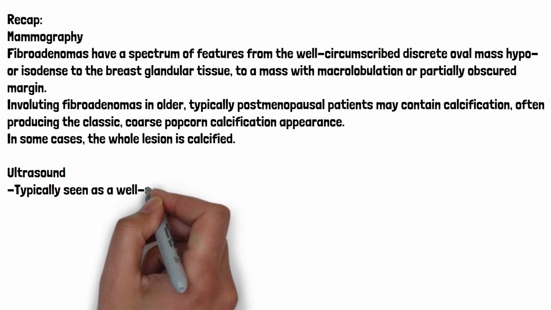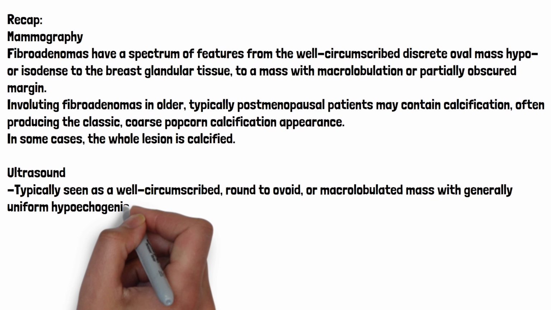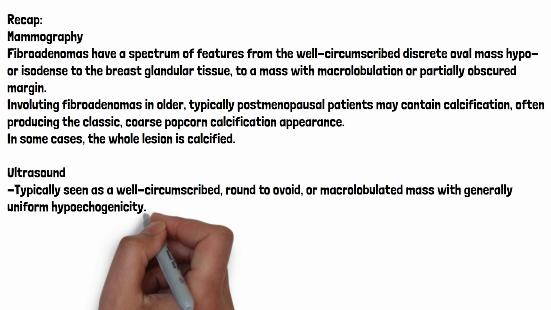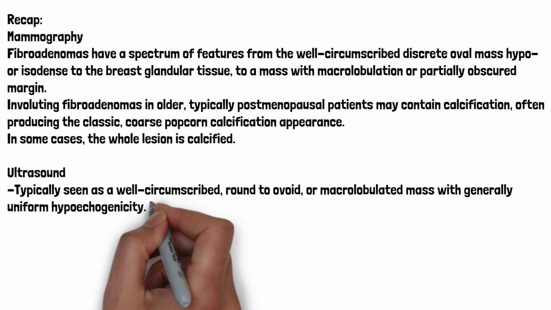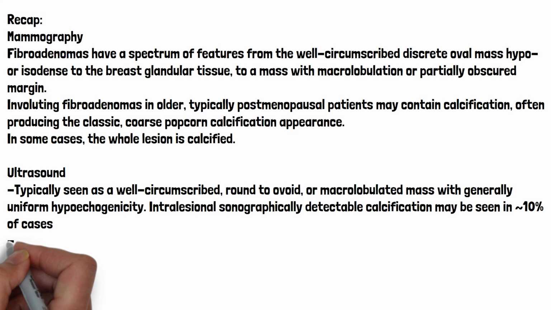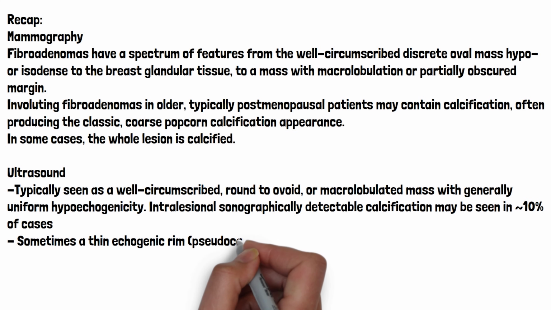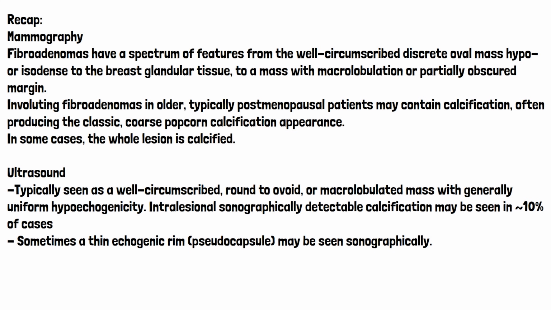Ultrasound. Typically seen as a well-circumscribed, round to ovoid, or macrolobulated mass with generally uniform hypoechogenicity. Intralesional sonographically detectable calcification may be seen in 10% of cases. Sometimes a thin echogenic rim, a pseudocapsule, may be seen sonographically.